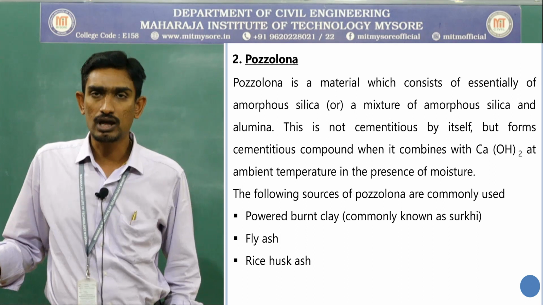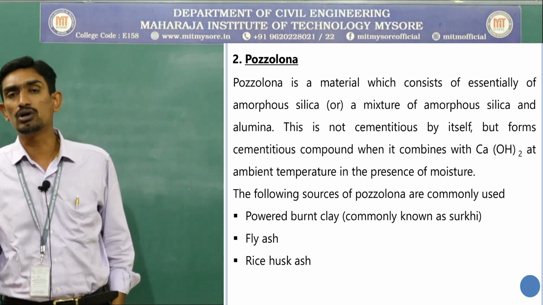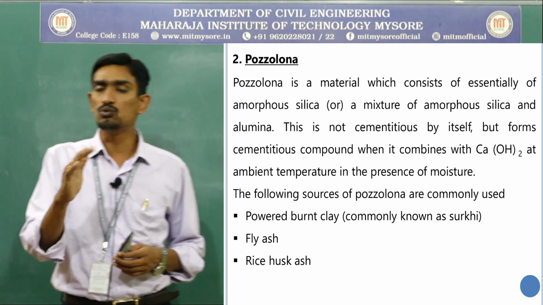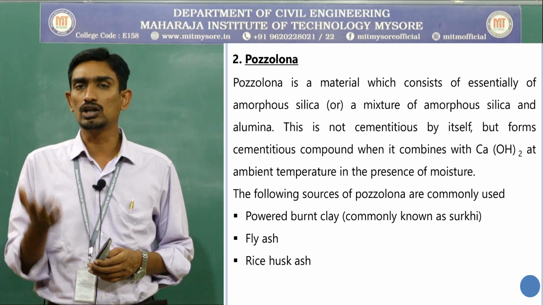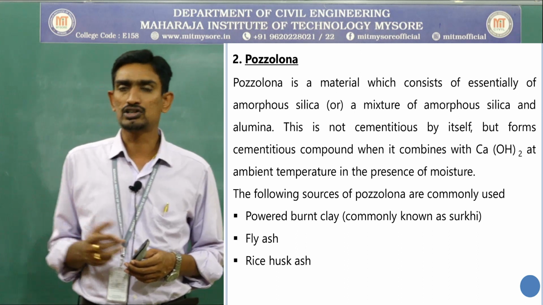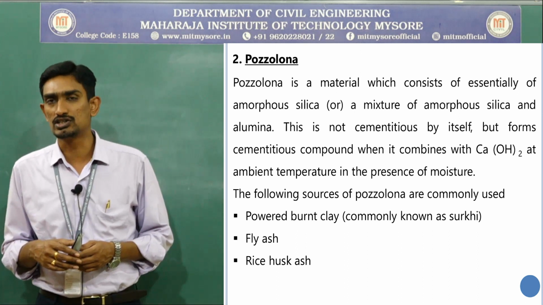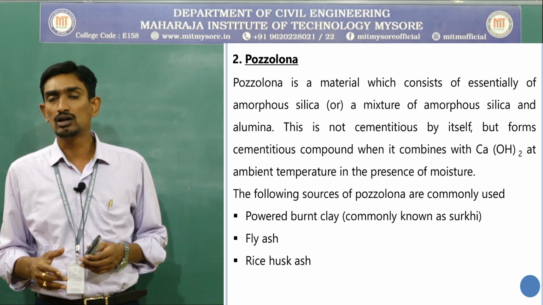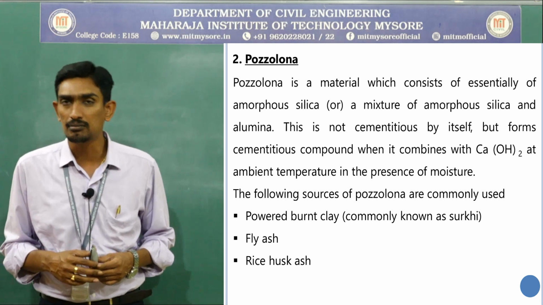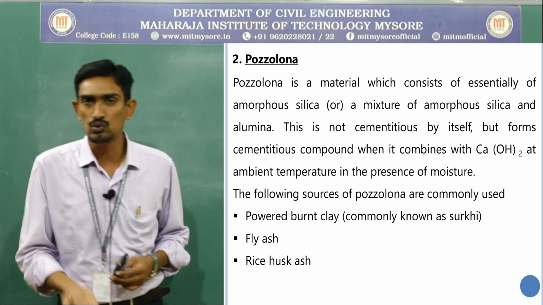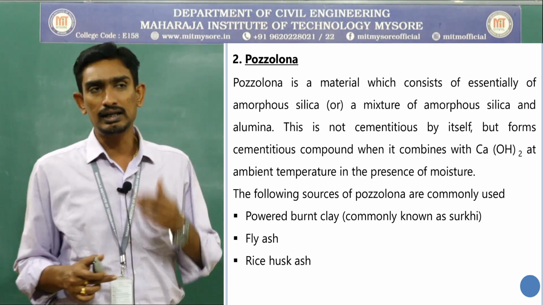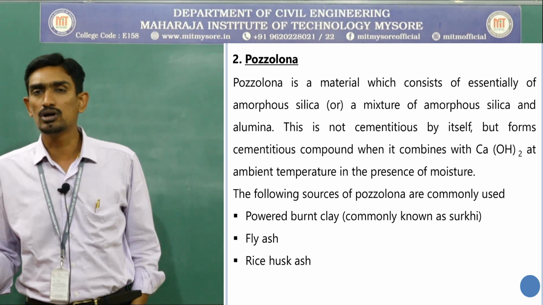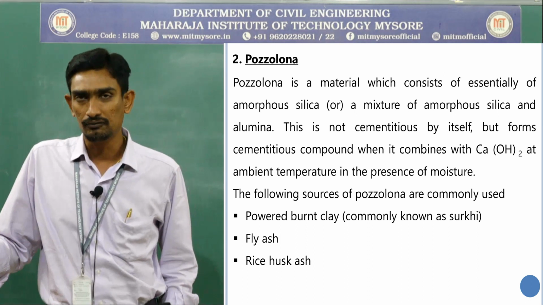Is it clear? Okay, so this powdered burnt clay is a waste product when the brick is overburnt, which is not useful in the production of bricks or in wall construction material. Those bricks will be powdered to form powdered burnt clay material, and this material can be used as a pozzolanic material. It was predominantly used in olden days, and this powdered burnt clay is called surki.